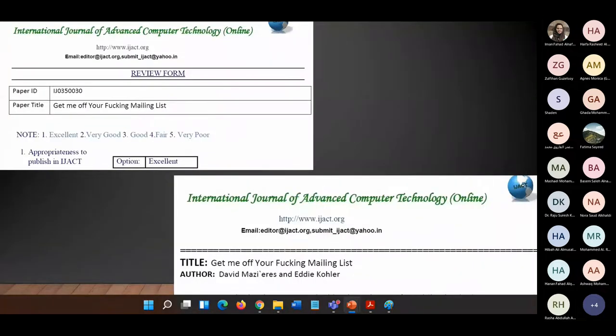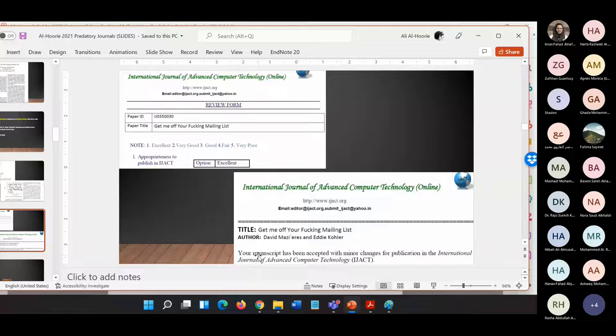So I'm trying to show this. I'm not sure why it's not showing, but here you can see your manuscript has been accepted with minor changes for publication. So they did require some minor changes. Surprise, surprise. And they actually required two minor changes to this paper, ironically.